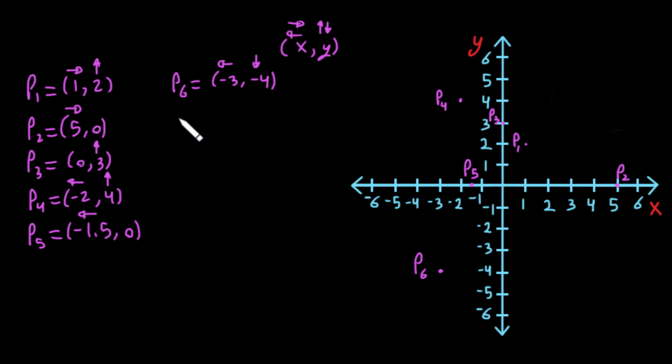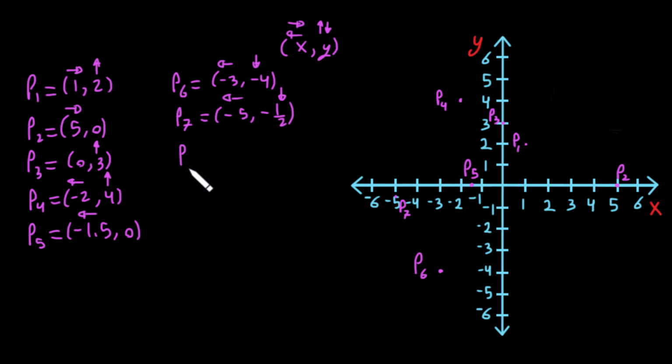P6. Let's take another point, P7, which is negative 5 and negative half. Negative x means left, and negative y means down. Negative 5 is 1, 2, 3, 4, 5, and negative half, so we just have to go a little bit down. Here is the point, negative half on the y-axis and negative 5 on the x-axis, so here is P7.